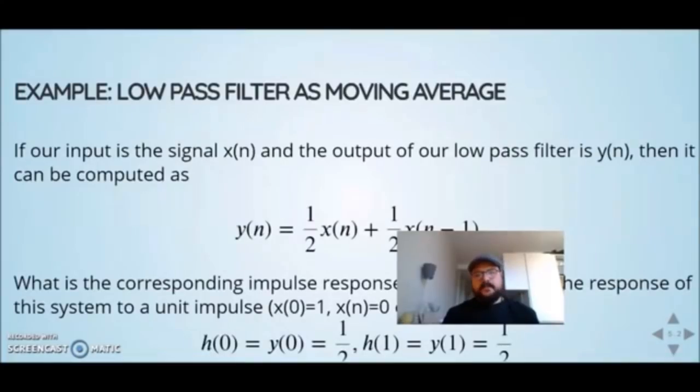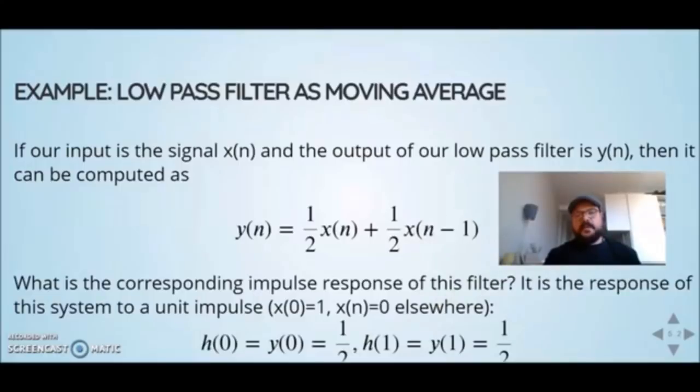So here we have a low-pass filter as a moving average. This is the equation for this moving average filter, and we know that a unit impulse is equal to 1 when n is equal to 0 and 0 elsewhere.